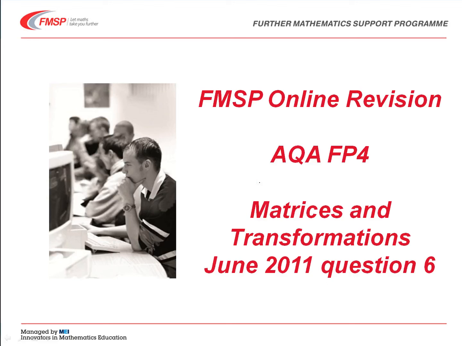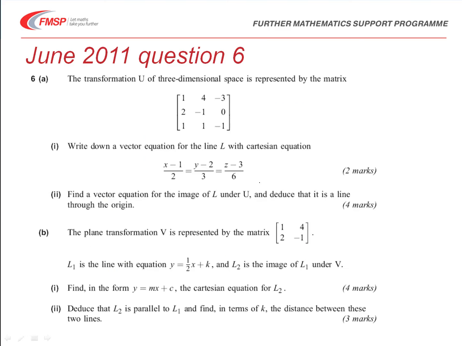And welcome to this online revision session for AQA FP4, in which we'll be doing the June 2011 question 6 on matrices and transformations. As you can see, there are two parts to this question. The first part is related to three-dimensional space and transformations of a line, and the second part of the question is to do with two-dimensional space and transformation of a line.